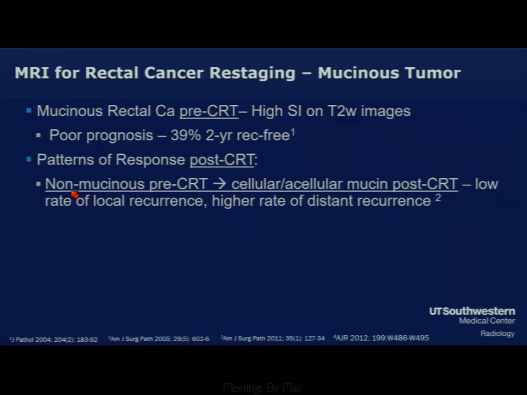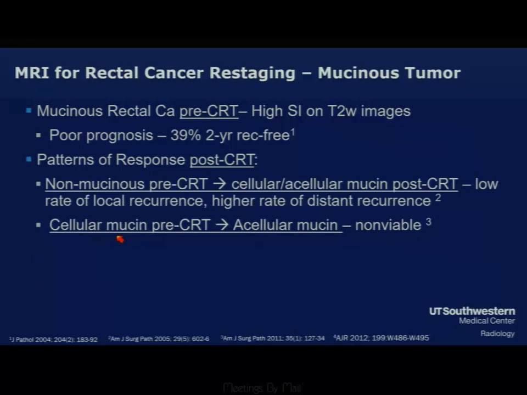So you can have a non-mucinous tumor that has intermediate signal intensity on T2. If that undergoes either cellular or acellular mucinous change, that is actually a good thing. These patients have low rate of local recurrence, but they do have higher rate of distant recurrence than patients that respond without mucinous change. You may have a mucinous tumor, a cellular mucinous tumor pre-chemoradiation that now is acellular, and that's a good response. That's non-viable.